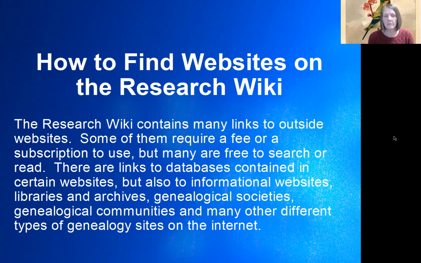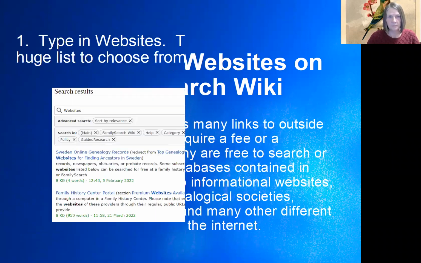There are links to databases that are contained in certain websites on the Research Wiki, but there are also links to informational websites. So this isn't just databases. With informational websites, you can get links to libraries and archives, genealogical societies, genealogical communities, and really anything online that's important enough that people think they should put it on the wiki. So there's lots of stuff there.